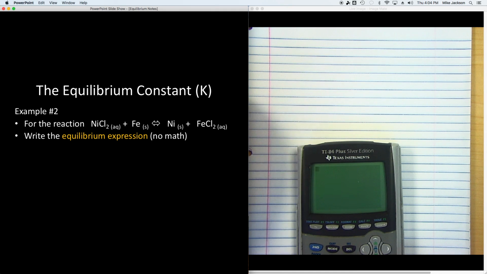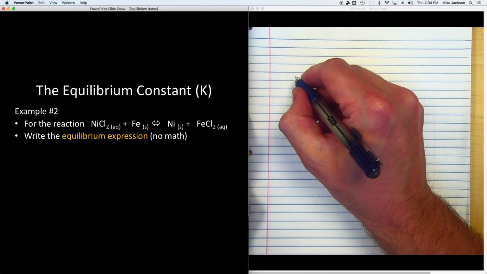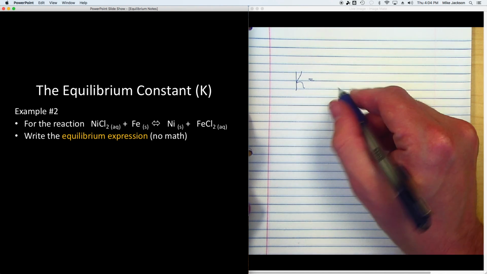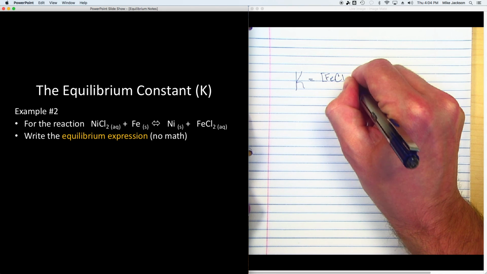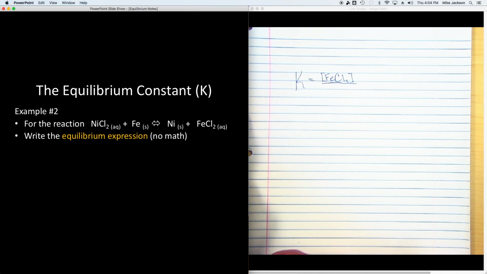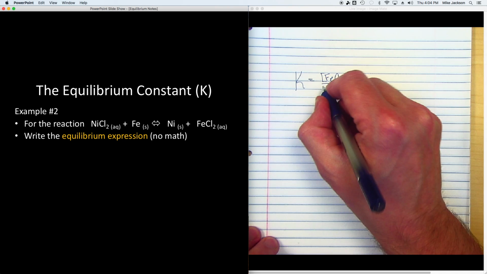So write the equilibrium expression, in other words, no math, for the reaction. So we'll begin by putting K equals. And then products divided by reactants. So the only product that I'm going to include in my equilibrium expression is going to be FeCl2. So in brackets, which means the concentration of, we'll put FeCl2. And we'll put those over the reactants. So I may have misspoke before. Products divided by reactants. FeCl2 is our product that we'll include in this, and our reactant that we'll include is NiCl2.